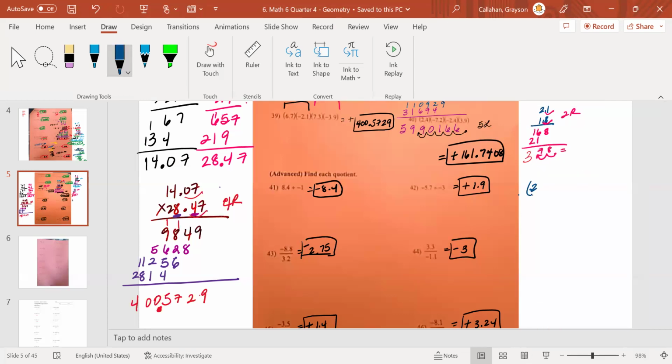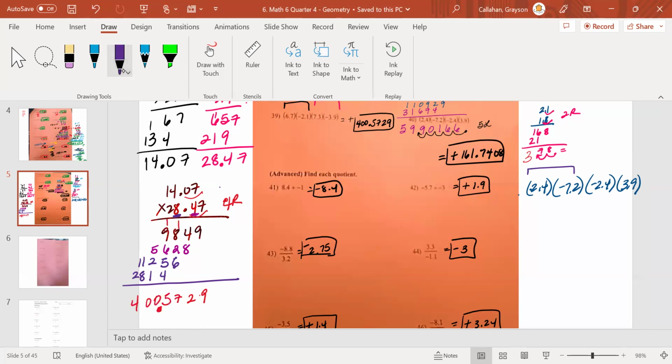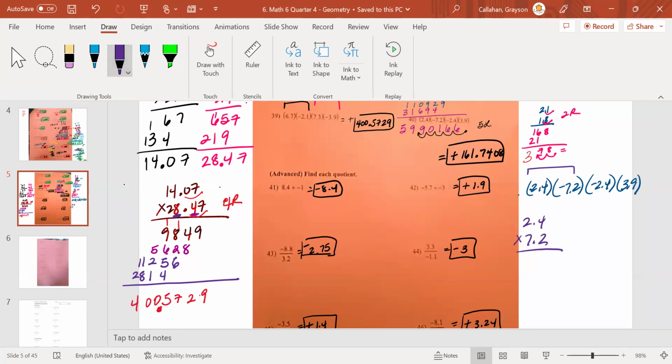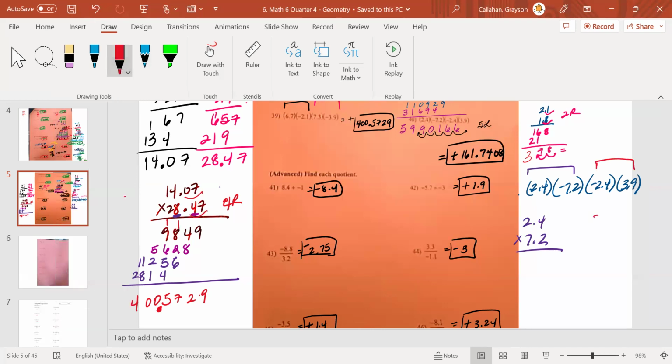So for this one, you have a 2.4 times a negative 7.2, negative 2.4 times a 3.9. You're going to do these two first, multiply together. So 2.4 times 7.2. And then multiply these two together, 2.4 times 3.9. Go ahead and do that, please.